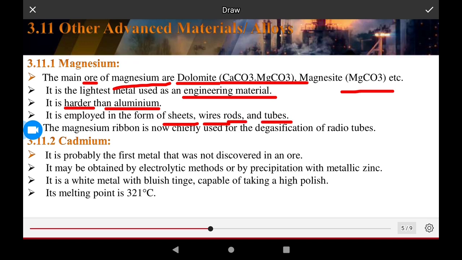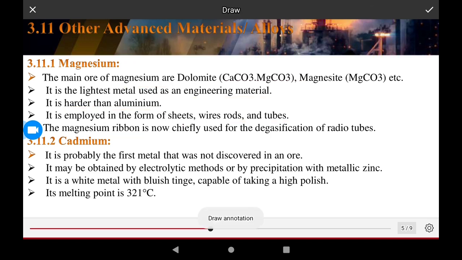Magnesium is now chiefly used for the desulfurization of radio tubes and other advanced materials.